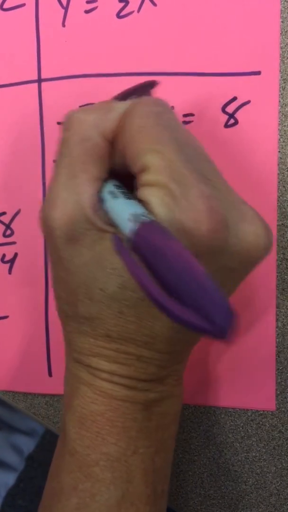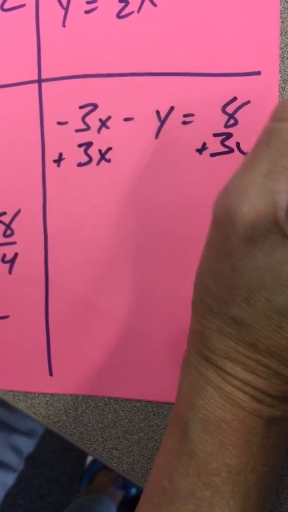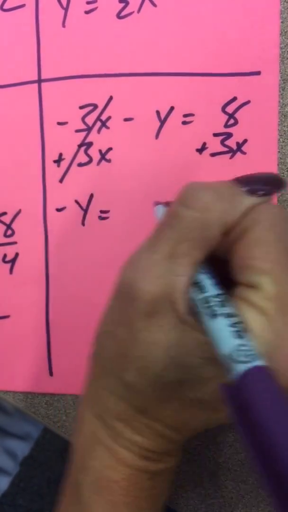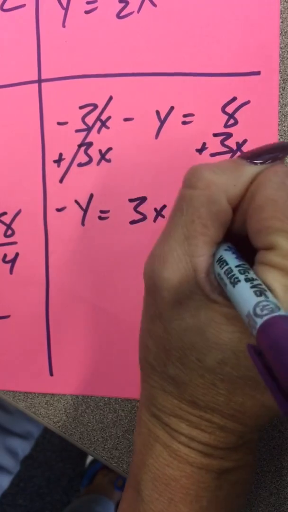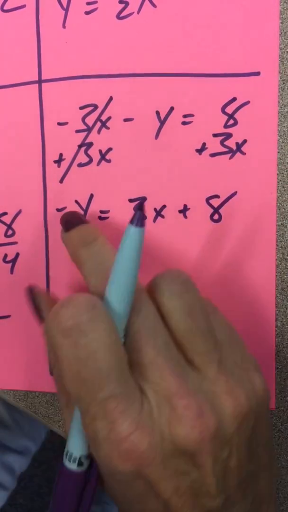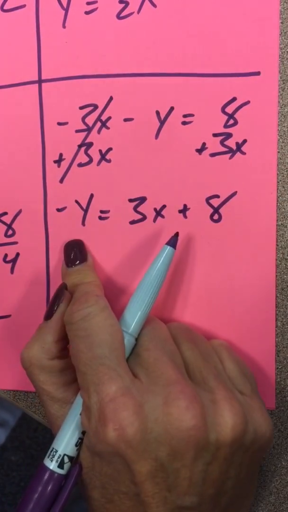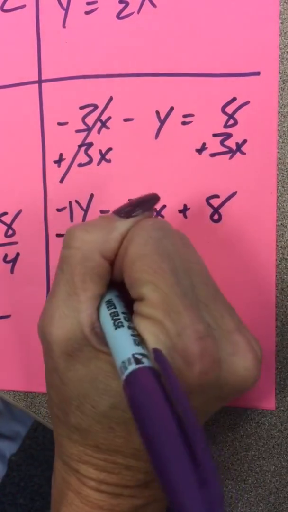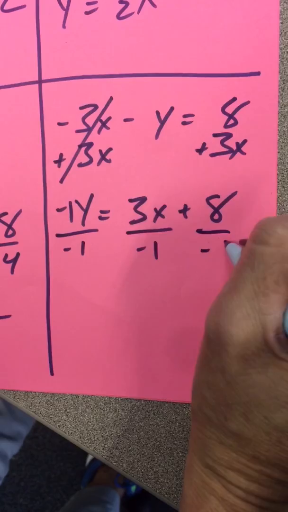On this example, I put in more negatives so that we would have to deal with them. Same thing, we've got to do the opposite of whatever that x term is telling us. And then we don't want a negative y, we want a positive y. And what we need to see is there's a negative 1 in front of it. So we divide everything by a negative 1.